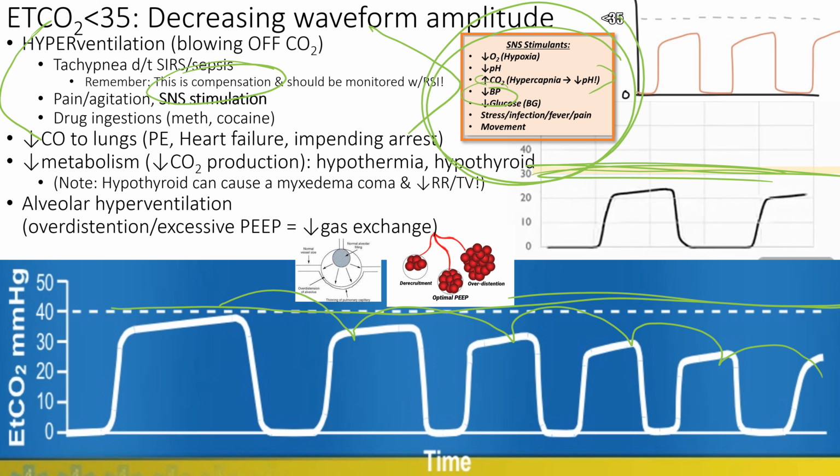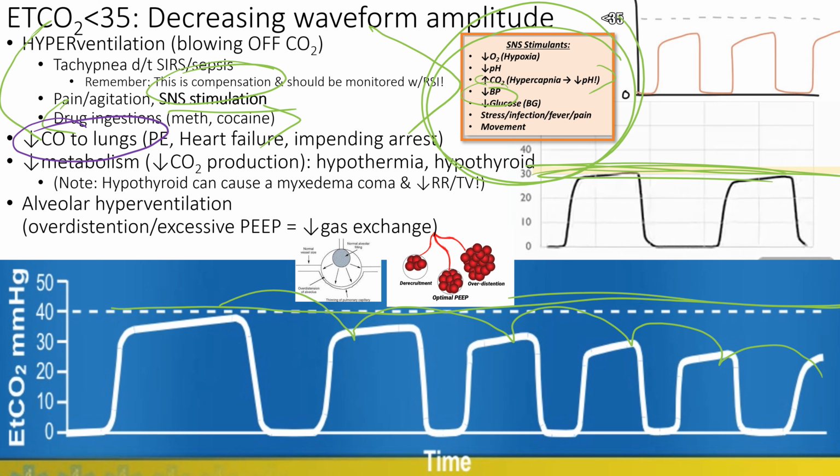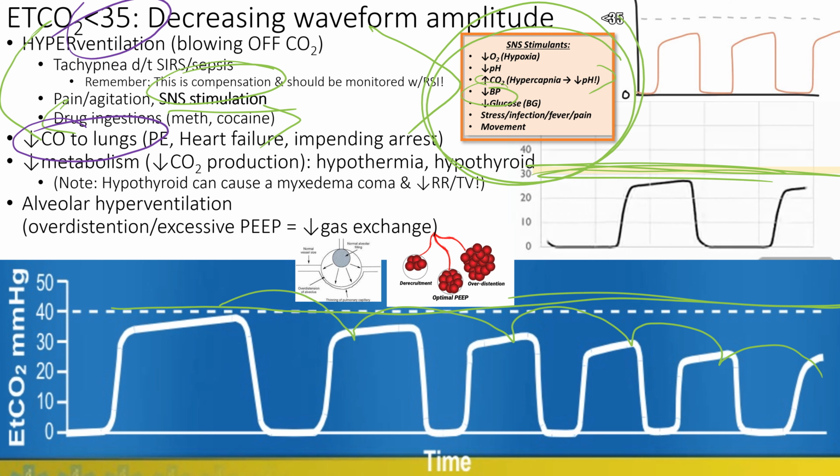So pain, agitation, again SNS stimulation, drug ingestions, right? We get someone who takes meth, or cocaine, as an SNS stimulant that will raise the respiratory rate and therefore blow off more CO2. And like you mentioned, decreasing cardiac output to the lungs, a PE, heart failure, and impending arrest could also be a situation to monitor when your end-tidal CO2 is less than 35.